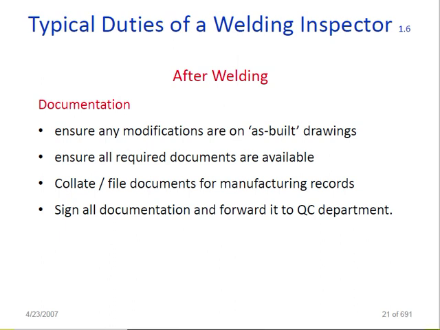I'm just giving one example with the drawing. And if all your record documents are available, you should definitely check all the documents, from the starting WPS to the last, all documents should be there. File documents as the manufacturing record, sign all documents and forward to the QC department. After all this is signed, we have to forward it to the QC department. This is the responsibility of your welding inspector. He should send all the documents to the QC department.